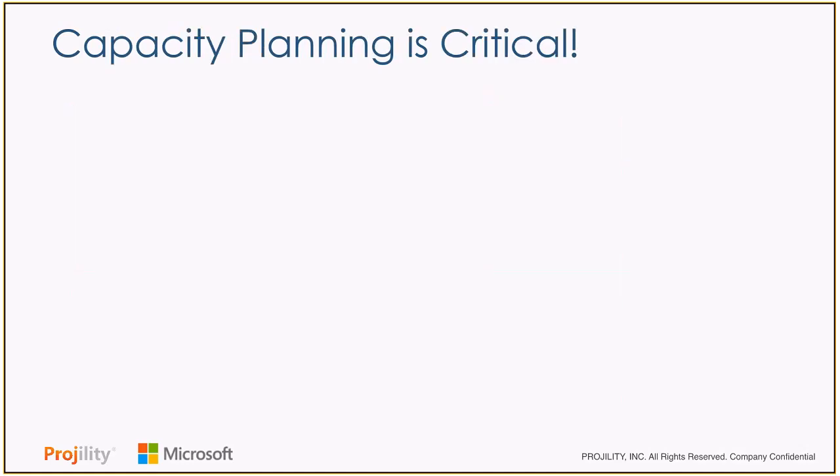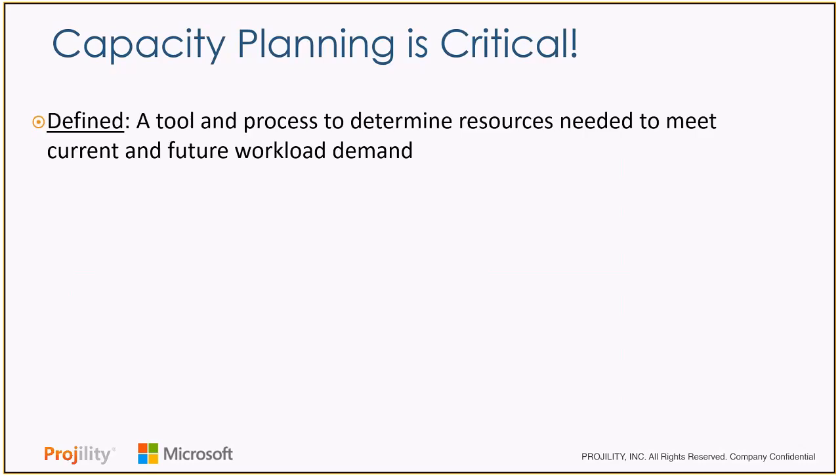So what really becomes important, we find in most of the organizations we work with, is capacity planning. Capacity planning is absolutely critical. What is capacity planning? It's a combination of a tool, process, and a procedure to help you determine the resources that are going to be needed to meet your current needs and the future workload demand within and across your organization. This can be done enterprise-wide, group-wide, just team-wide. It's hard to get a handle on what the capacity is and what the actual utilization is today.